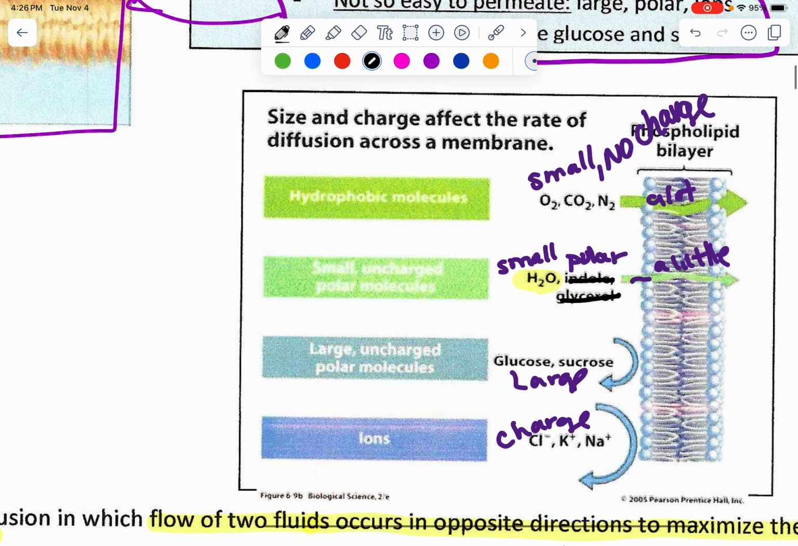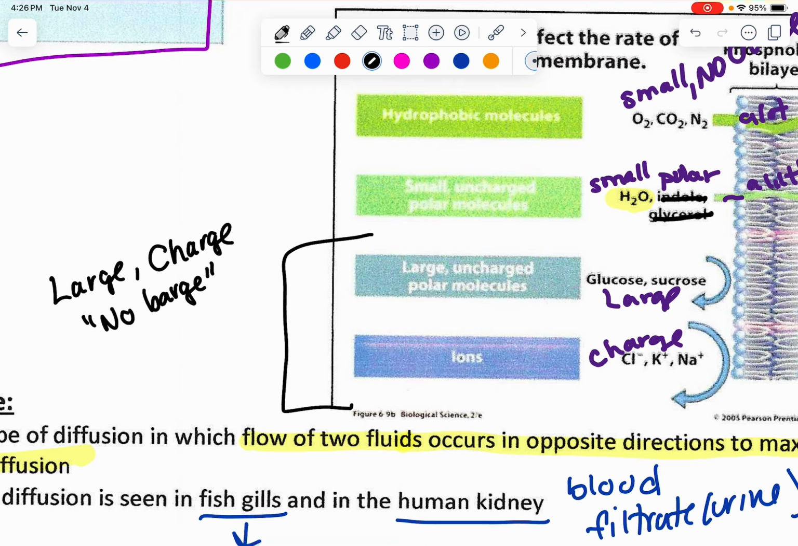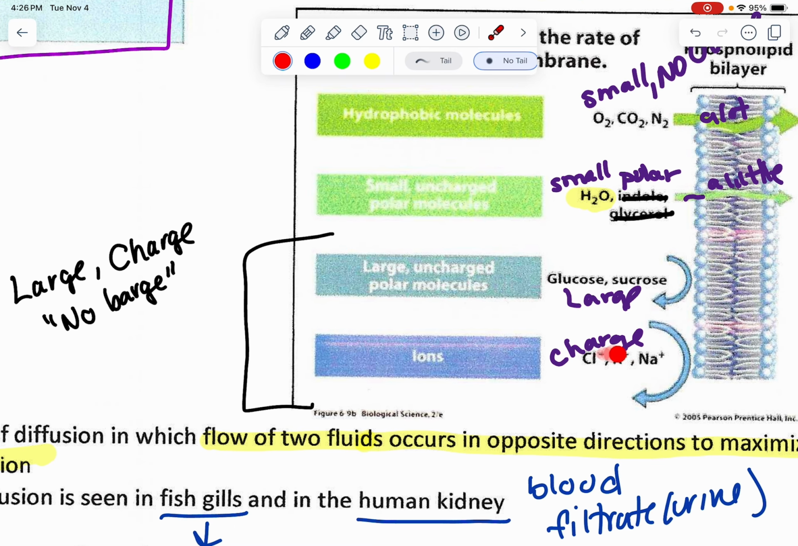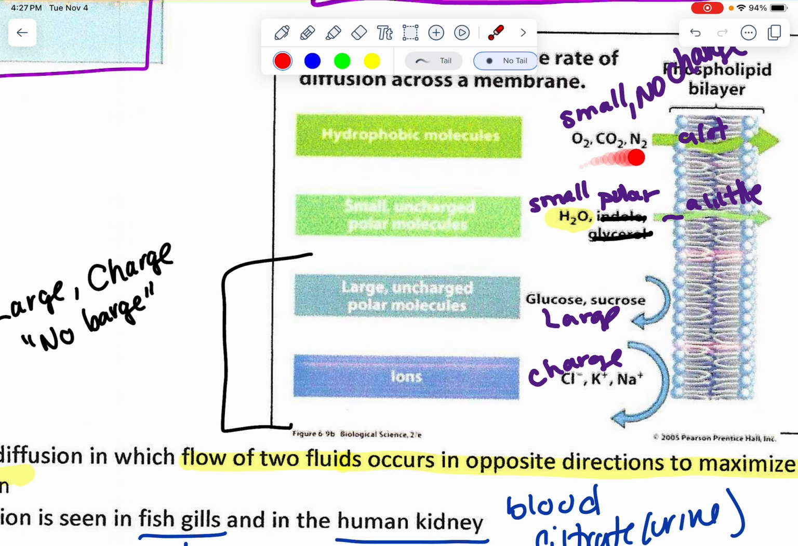And my memory trick, I don't know if you guys remember from freshman year, if you had me: large, charge, no barge. If it's large or charged, so if it's a charged ion, or a large molecule like an organic molecule, it can't barge. So it can't get through the phospholipid bilayer. Can we move these things across the cell membrane? We can, but they're not going to go by themselves. We're going to have proteins or pumps or channels or specific ways to try to get these in. And these will not cross by themselves. Large charge, no barge. And then the opposite of that is no charge and small can get through.